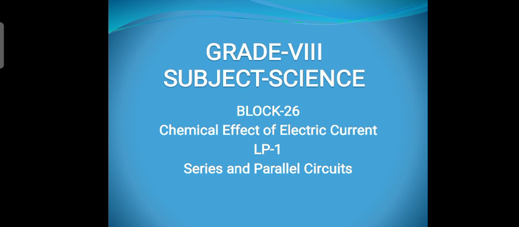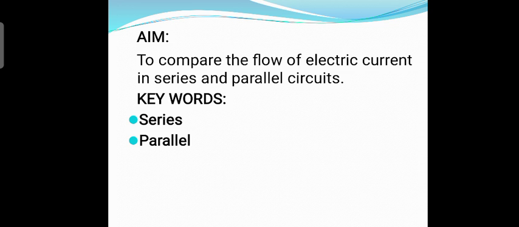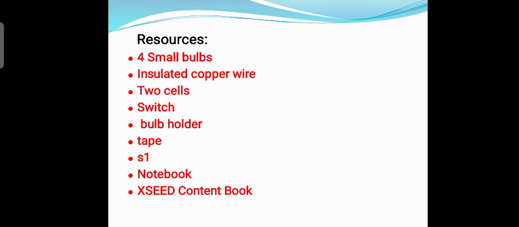In this, we are going to discuss about LP1, series and parallel circuits. The aim of this lesson is to compare the flow of electric current in series and parallel circuits. The keywords are series and parallel. The resources required are 4 small bulbs, insulated copper wire, 2 cells, switch, bulb holder, tape, S1 of your volume book, notebook and Excel content book.